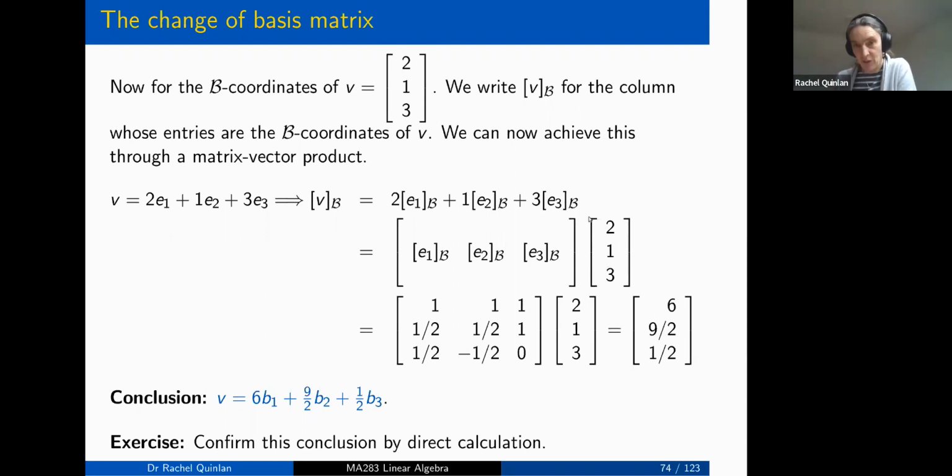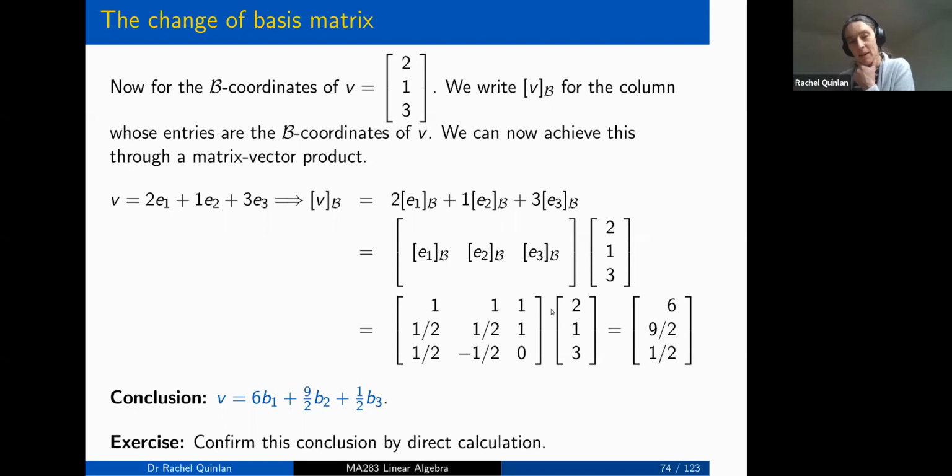This thing, by definition, is just the linear combination of these 3 columns, e1, e2, e3, with respect to B, with coefficients 2, 1, 3. And that, by definition, is just the vector 2, 1, 3 that we started with, multiplied on the left by the matrix whose 3 columns are the expressions for e1, e2, e3 with respect to B, and those are exactly the 3 columns of the inverse of B.